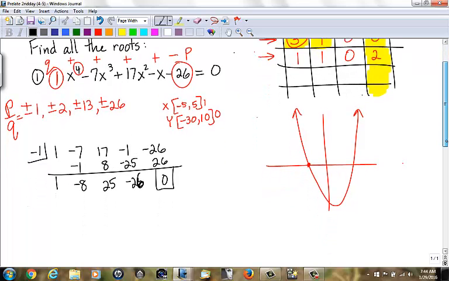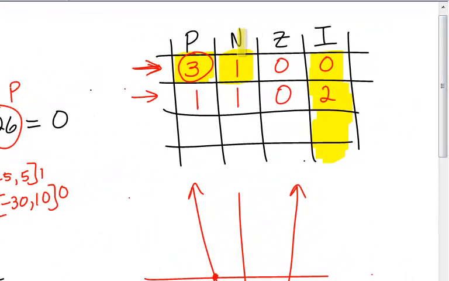Everybody good with that? Okay, so this is one negative root. Now you go back at this, we have found the one negative root. It would be a waste of time to test any other negative roots because there aren't any. So now we test positive, but you look at your graph, where else does it look like it's crossing?